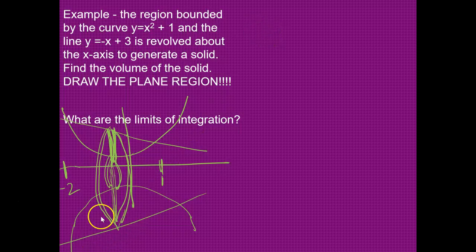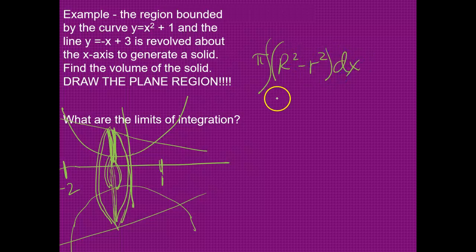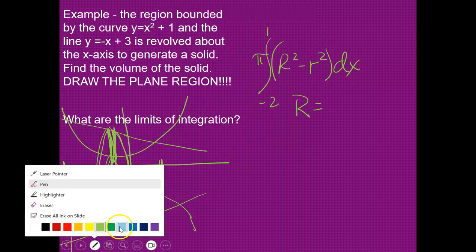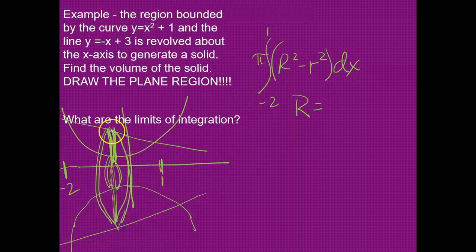Okay, so we are going to be using pi r squared minus r squared dx from -2 to 1. My outer radius is going to be the equation that is farthest from the axis I'm going around. So this distance right here, top minus bottom, that outer radius is -x plus 3.